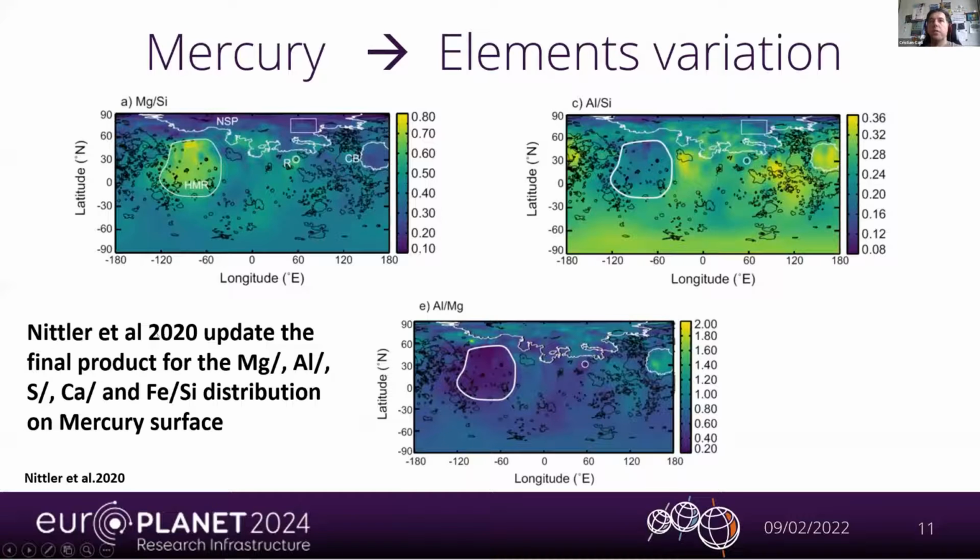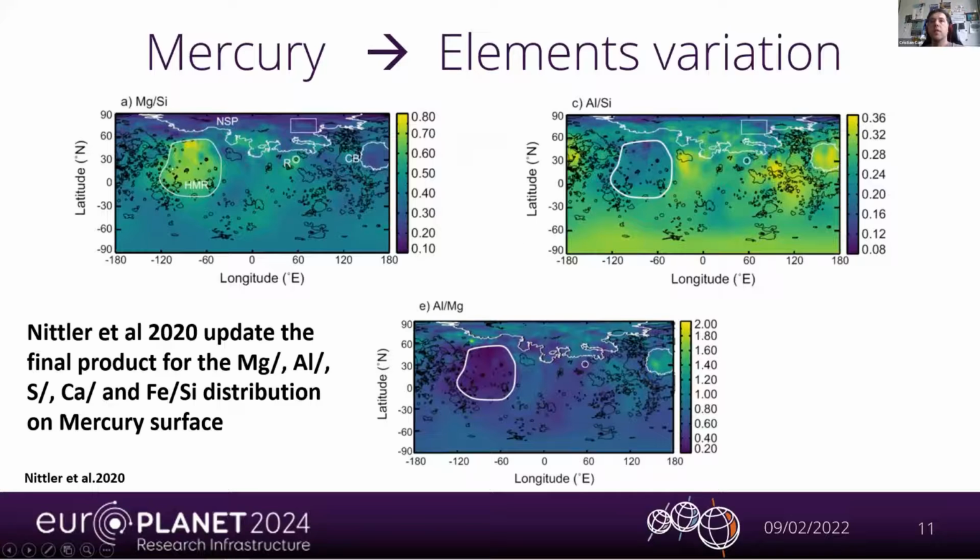Recently, Nitter et al. updated the maps with some new corrections and new data analysis, so for some elements there is a wider distribution, but they more or less confirm the result that was already published in 2015. But much more, we can see how some regions appear differentiated when we compare. So here is the map of magnesium over silicon and aluminum over silicon. The variation of the two elements is more or less what was already published in 2015.